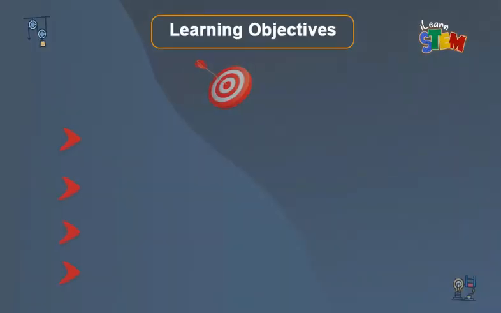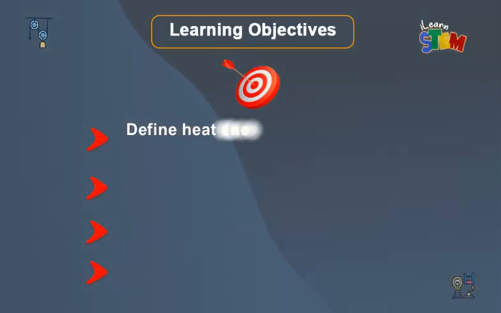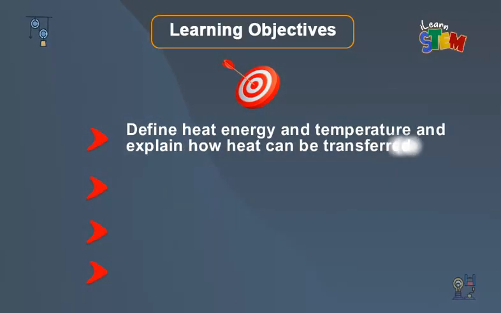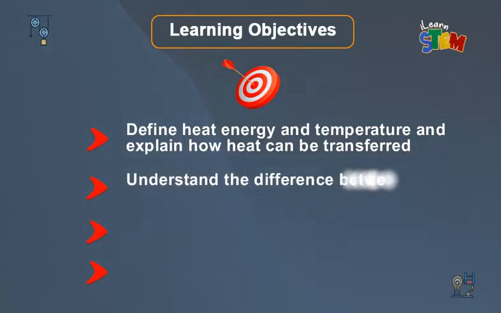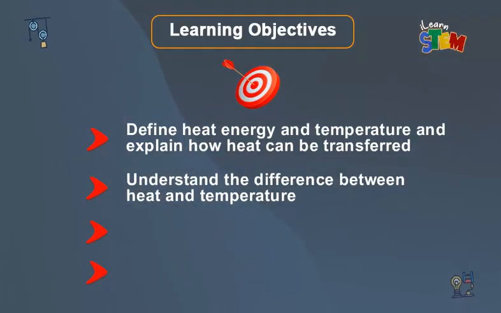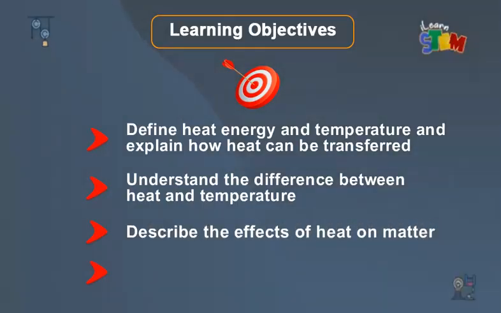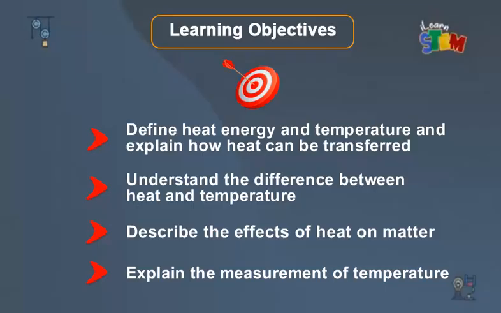Before we begin today's lesson, let's take a quick rundown of our lesson objectives. By the end of today's lesson, you will be able to define heat energy and temperature and explain how heat can be transferred. Understand the difference between heat and temperature. Describe the effect of heat on matter. We will also explain the measurement of temperature. Are you ready? Let's proceed.